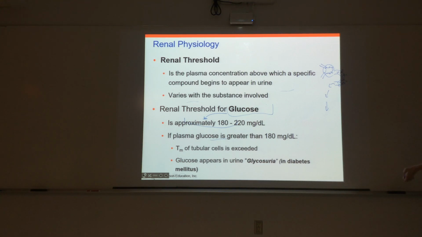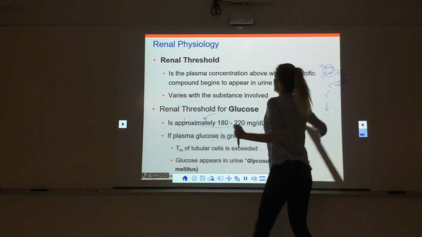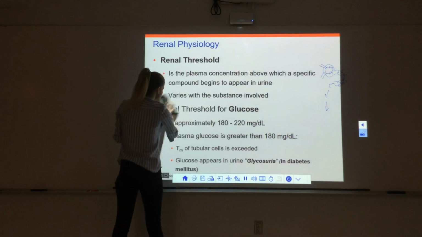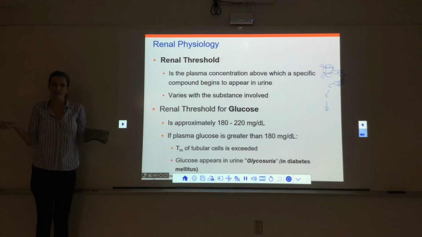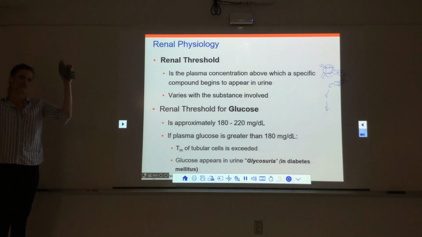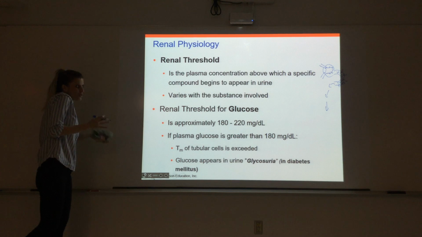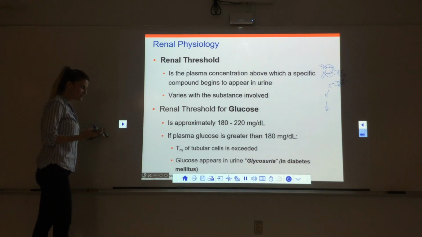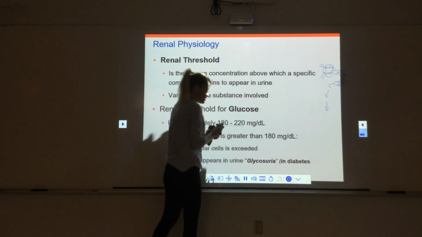So we said that renal threshold is a plasma or blood concentration above which that specific nutrient begins to appear in the urine. Now, this value is different for different things. It's not like we have one transporter that moves everything, or the exact same number of transporters for glucose and amino acids. They're different. So we have different renal thresholds for different substances. We'll look at glucose and amino acids. The renal threshold for glucose is about 180 to 220.